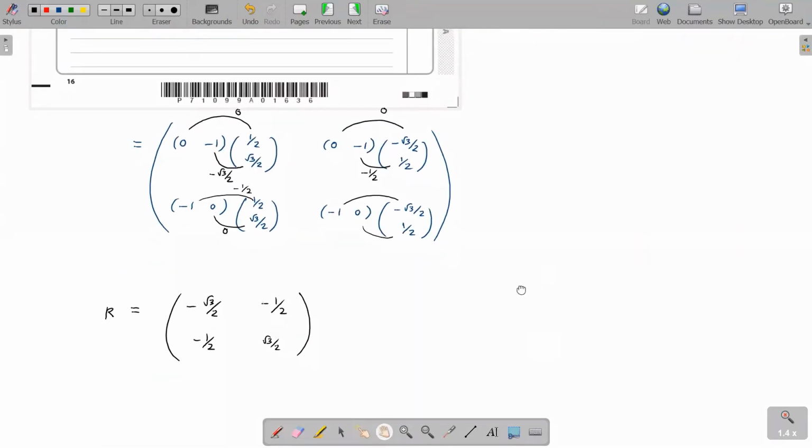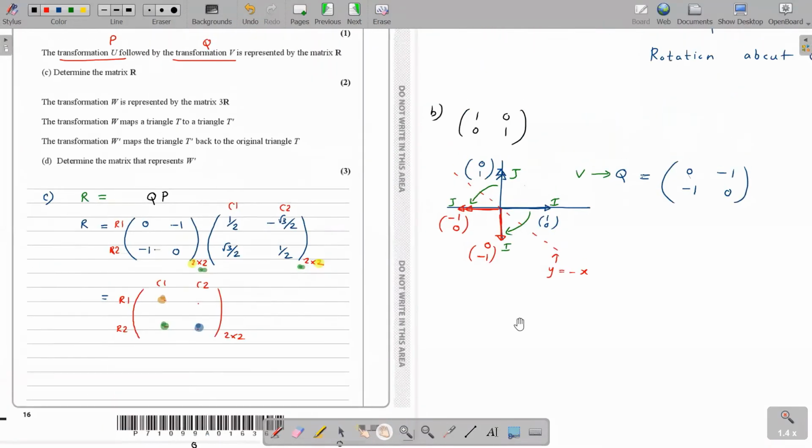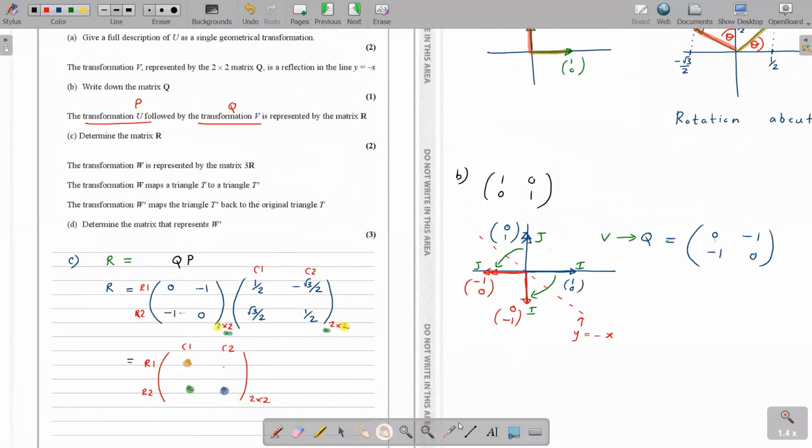Shall we move to part D now? In part D, they say the transformation W is represented by the matrix 3R. The transformation W maps a triangle T to a triangle T dash. The transformation W dash maps the triangle T dash back to the original triangle T. Determine the matrix that represents W dash.